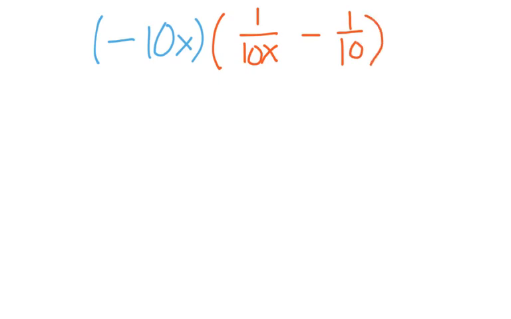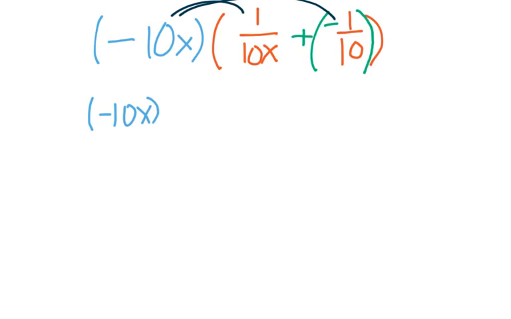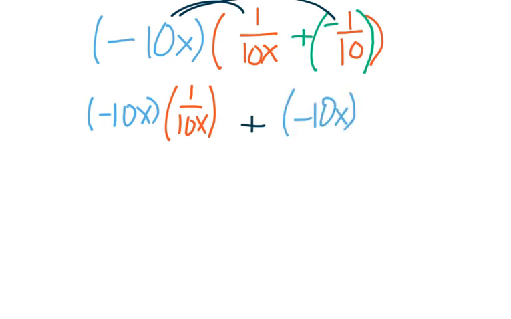One thing I may want to do right off the bat is rewrite this subtraction as adding the opposite. So because I was subtracting 1/10, I might add a negative 1/10. I think that will help me on my next step. I'm going to distribute that negative 10x by multiplying each term. So I'll have negative 10x times 1 over 10x plus, I go back to the start, negative 10x times negative 1/10. So now I have these things sorted out and I can begin to simplify them.